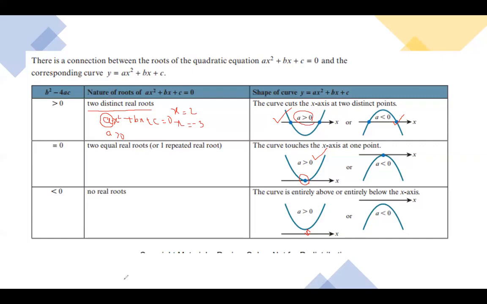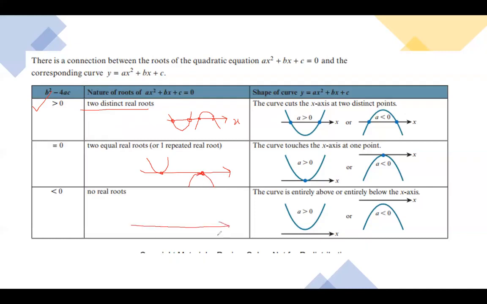So elaborating all, when there are two distinct and real points, the values must be this one or this one depending on the value of a. In case of real roots, the peak point touches the x-axis, or this one must touch at this point.